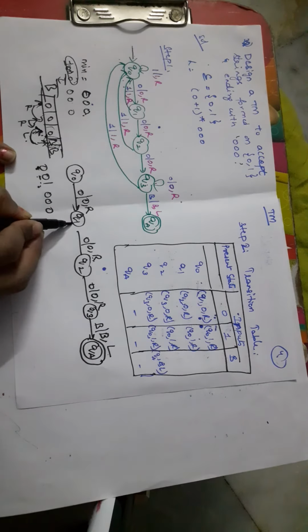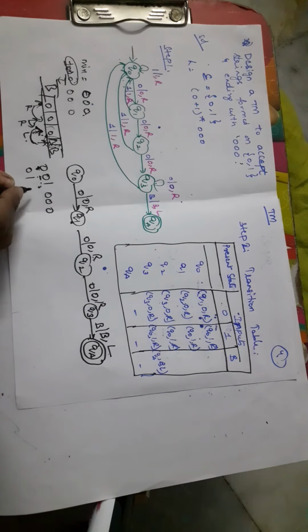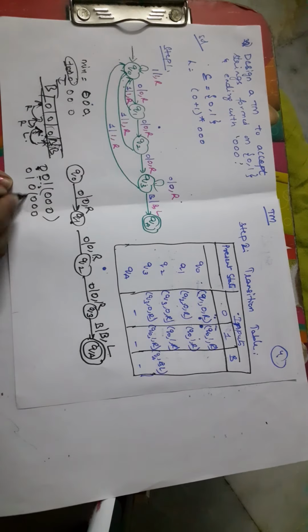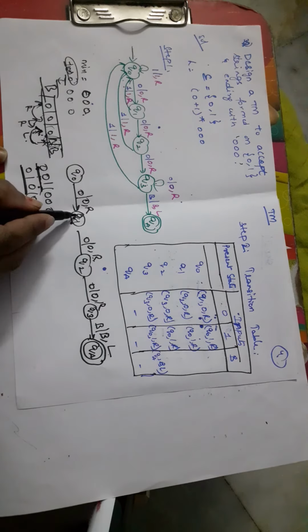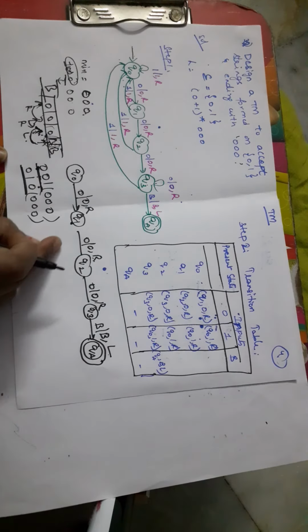In case there is a 1 over here, okay, so this is ending with 3 zeros. Before these 3 zeros, I may get a string like this, or I may get a string like this. So after 0, if I get 1, we should not make the Turing machine go to the next state. It should not proceed to the next state.